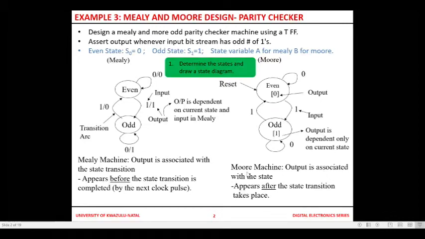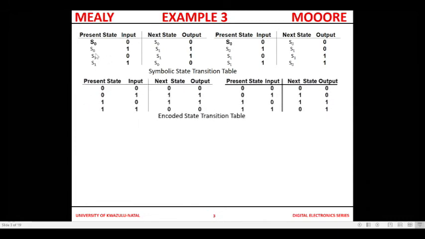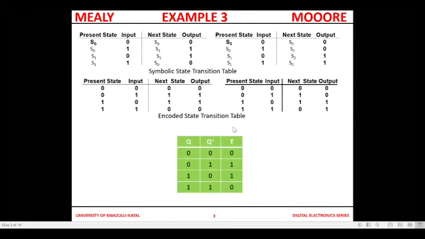So I say the Moore machine, the output is associated with the present state, not the next. The Mealy machine, the output is associated with the transition, and appears before the state transition is completed by the next clock pulse. So from the state diagram, we can easily derive the state tables for Mealy and for Moore. Perform state assignment where S0 is 0, S1 is 1, and we get those encoded state transition tables. Now we use the excitation tables to get the inputs to the flip-flop.